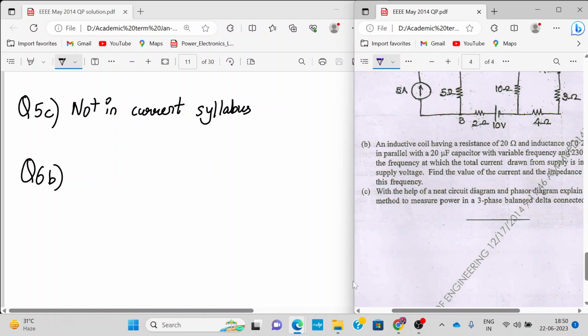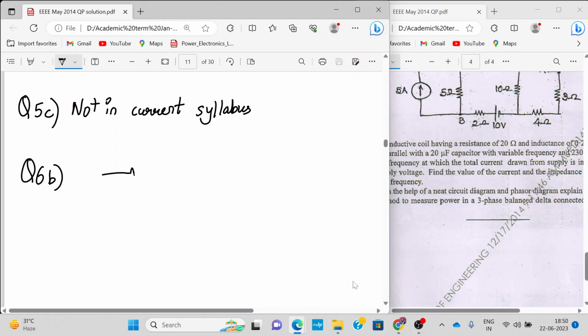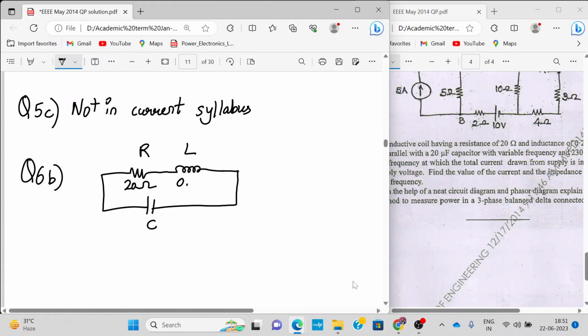First of all, we'll draw it very quickly. Resistance in series with an inductance, and that is in parallel with a capacitor. So see, RLC. Okay, this is 20 ohm. Inductance is 0.2 henry, and capacitor value is 20 microfarad. That's it, and it's connected to an AC source. Okay.